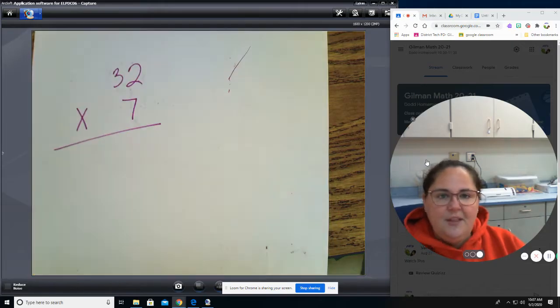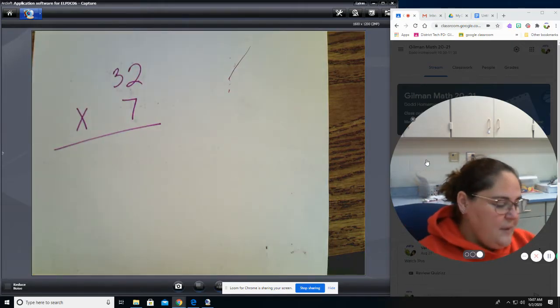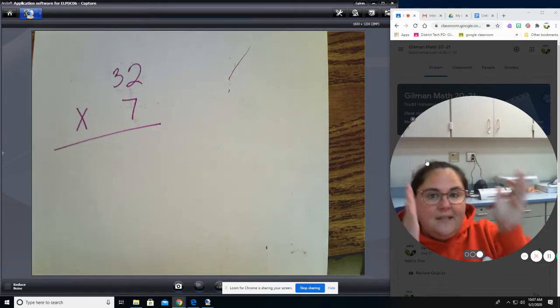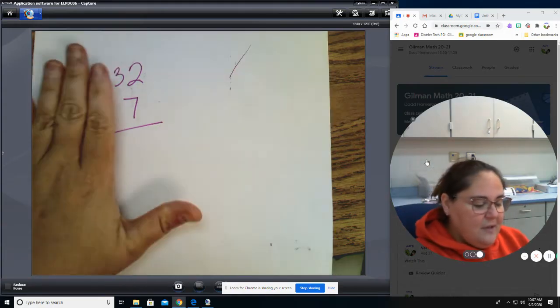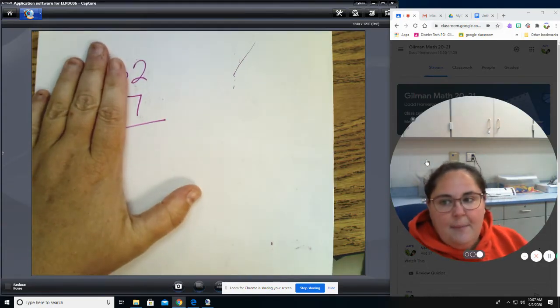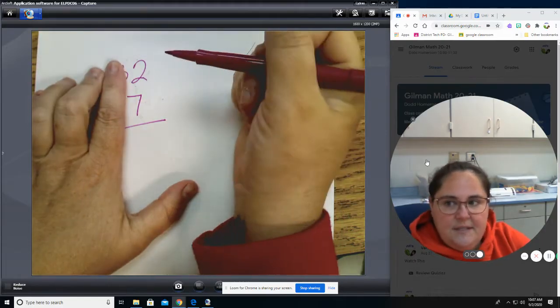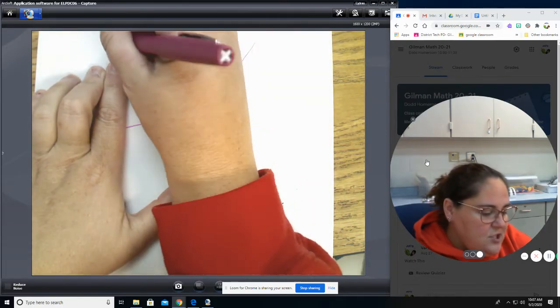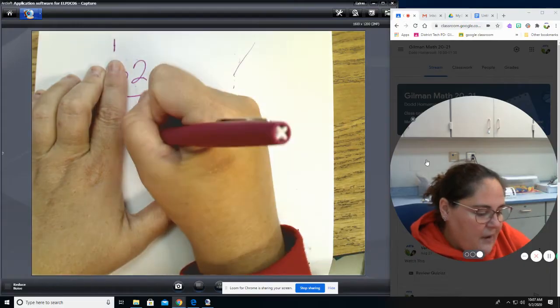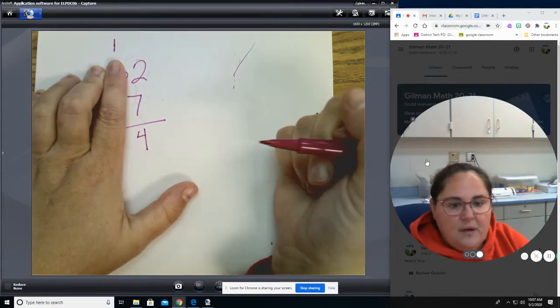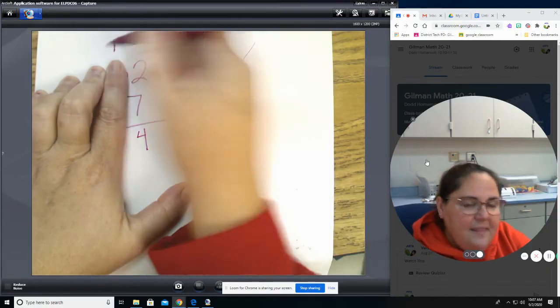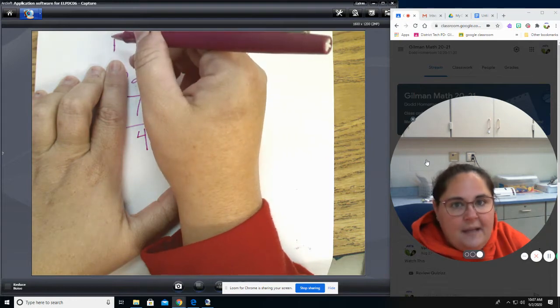If I'm going to multiply 32 times 7, the easiest way for me is I try to think of it in sections, one section at a time. So literally, I use my hand and I block off one number. 7 times 2 is 14. So just like when you add, you will carry your 1 and bring down your 4. Anything above my finger is added, so keep that in mind.